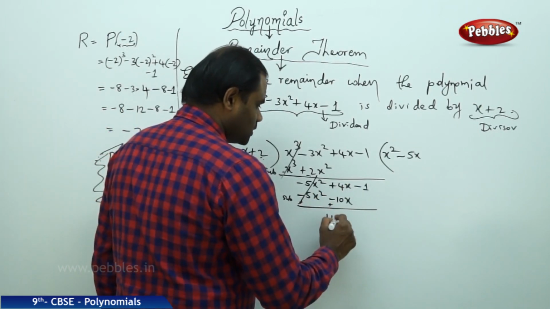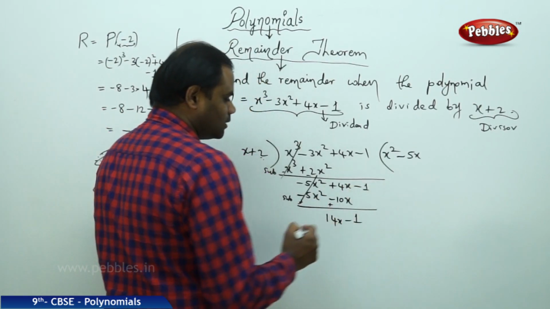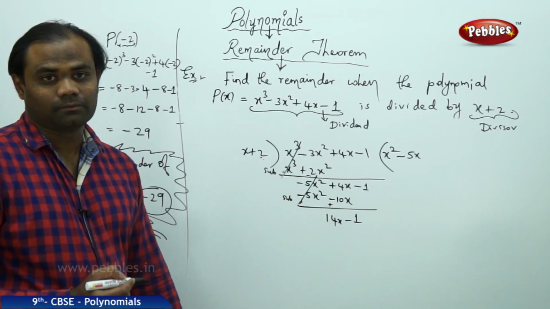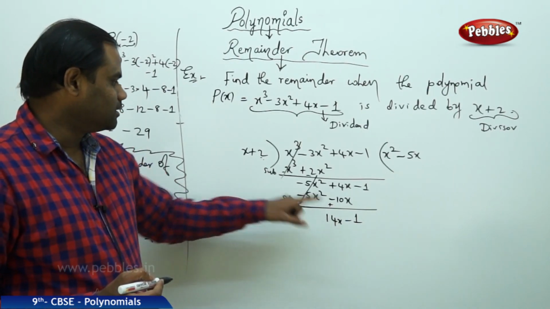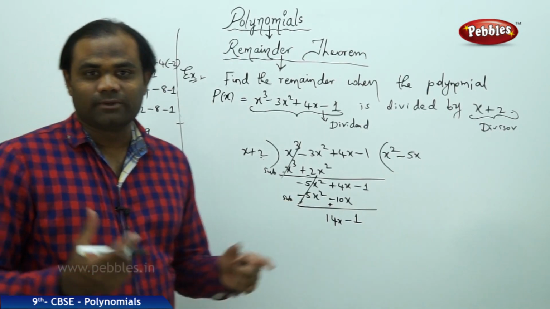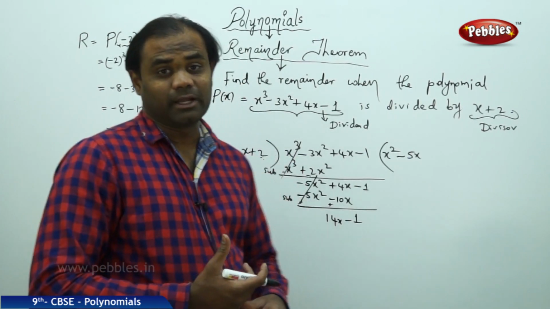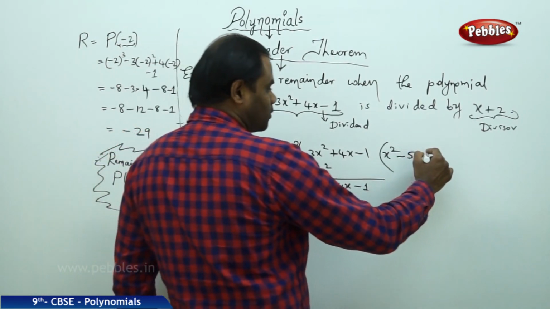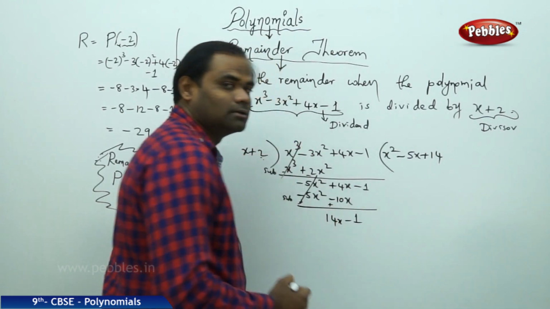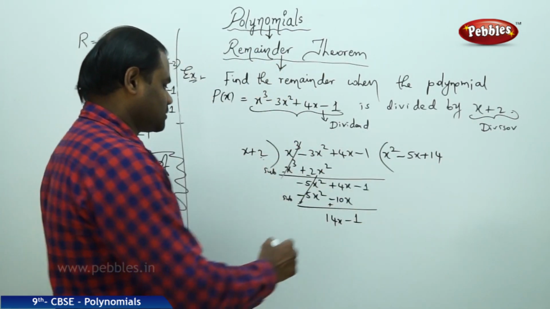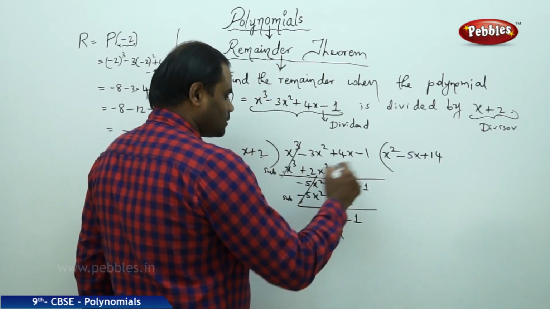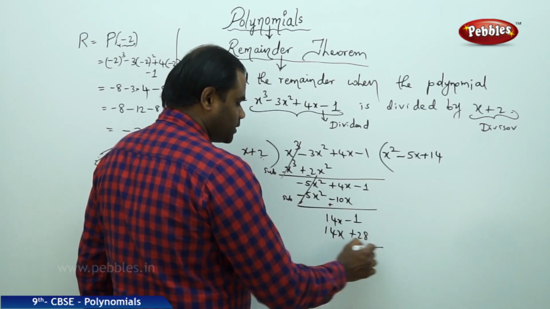10 plus 4 is 14x minus 1. Minus 1 dropped straight down. Now this has to be made equal with x. So obviously it is 14 which is multiplied with x. Therefore my quotient gets added with 14. So that 14 times of x is 14x plus 14 times of 2, which is 28.